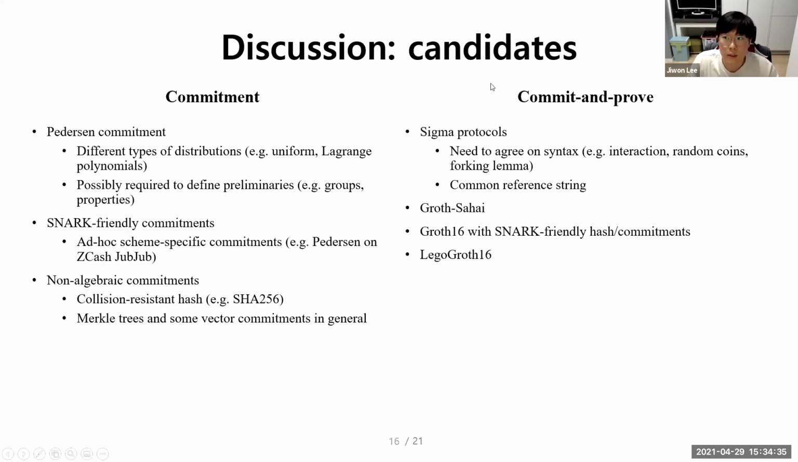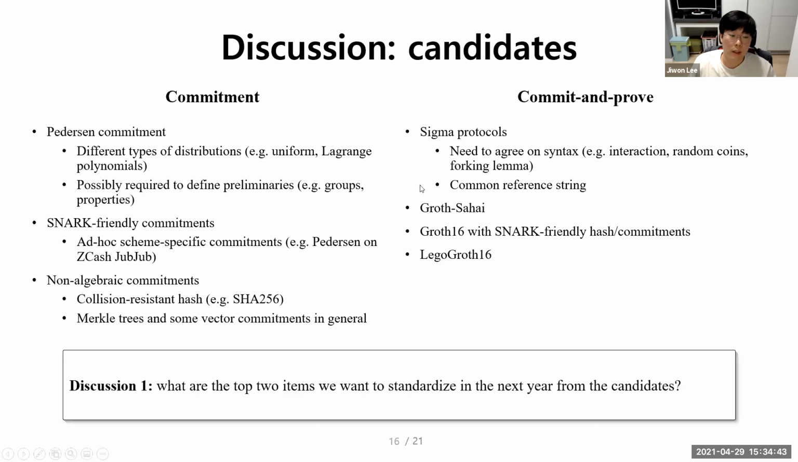I guess now this is all I had to present today. So now let's go on to the discussion. As I said, the most important thing that we want to decide this year is what the top 2 items are that we want to standardize in the next year from the candidates of the commitments and the CommitImprove. So this is discussion 1.